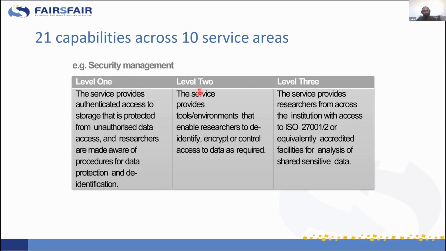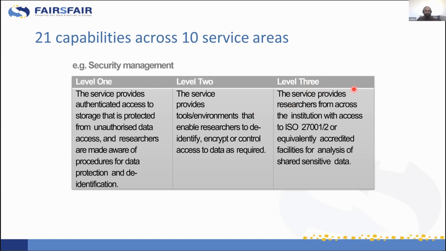Whereas at level two, it could be that the service provides tools and environments that enable researchers to de-identify, encrypt, or control access to data as required. So it's one level up. It provides a slightly more tailored approach to what the users might need.